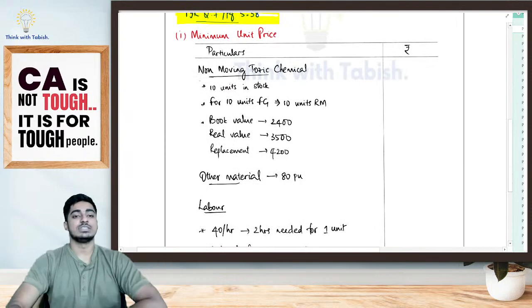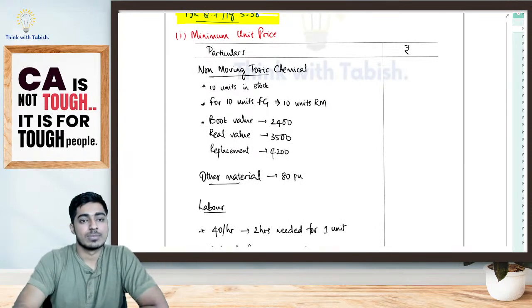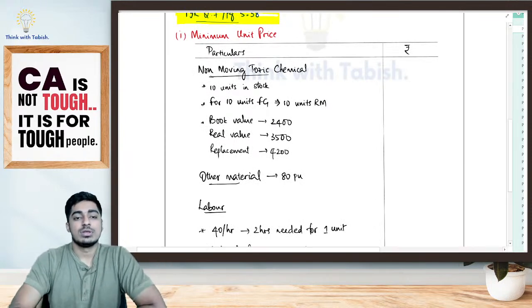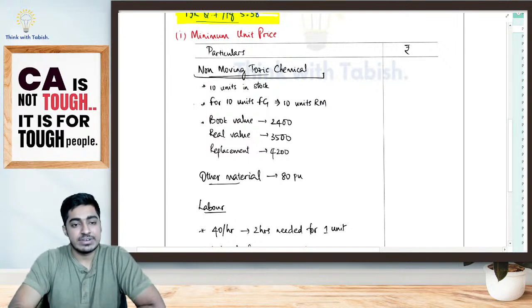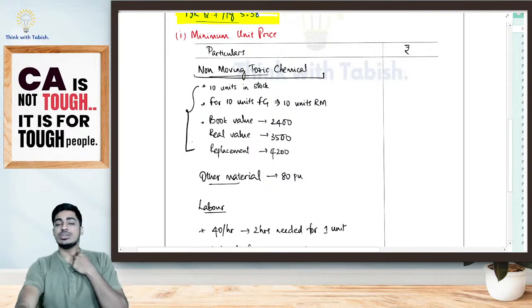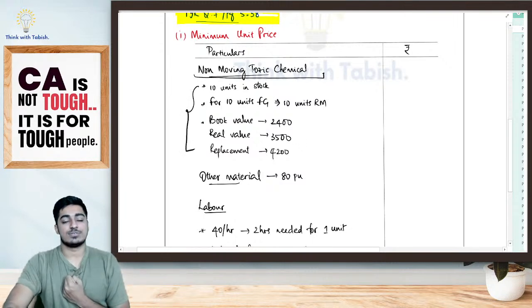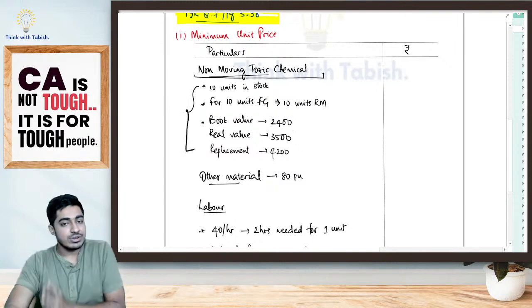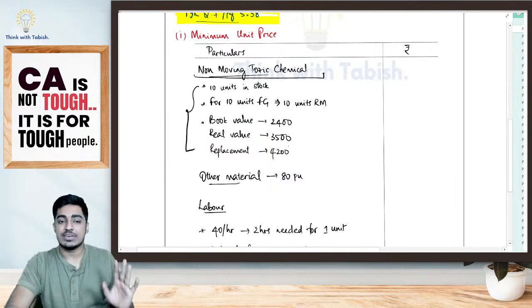Firstly, what do we want? We have a non-moving toxic chemical. All the details I have written here as well. I have 10 units in stock. For 10 units of finished goods I want 10 units of raw material, and 10 units of raw material are available with me.